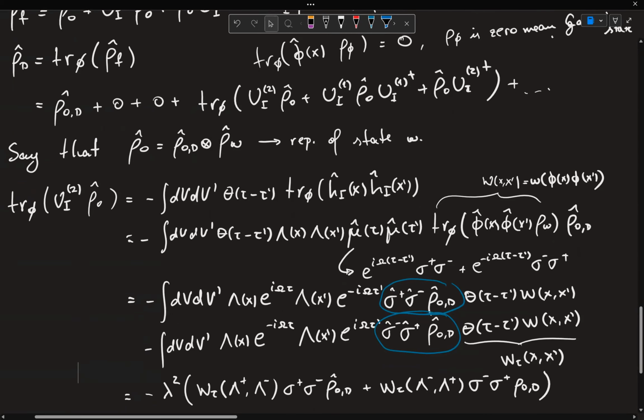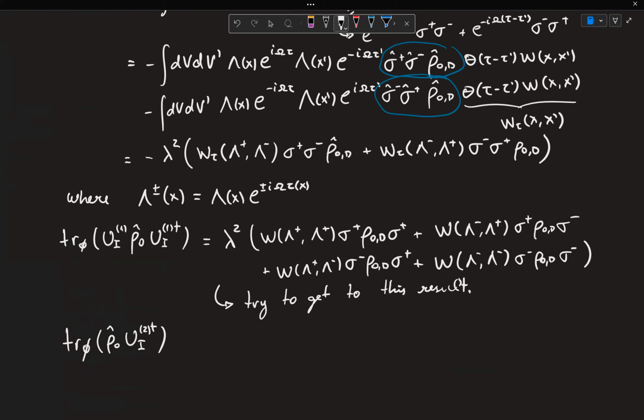Nice. Okay, and if you do this other term, it's possible to note that this is actually, oh, my bad, this is the conjugate of the first term that we had computed.